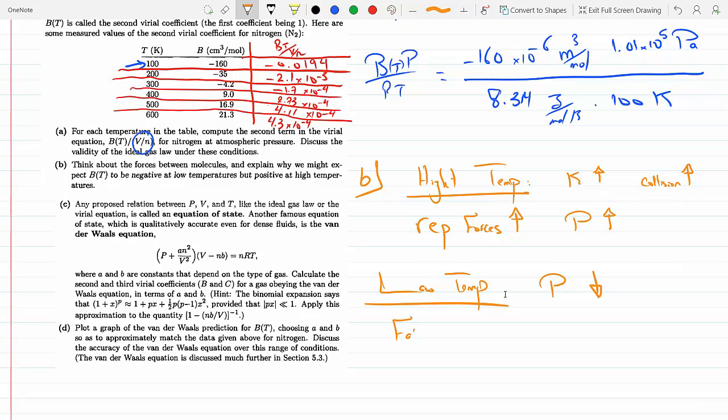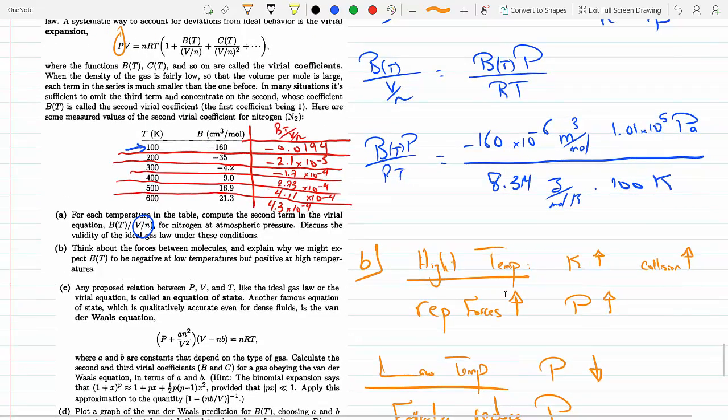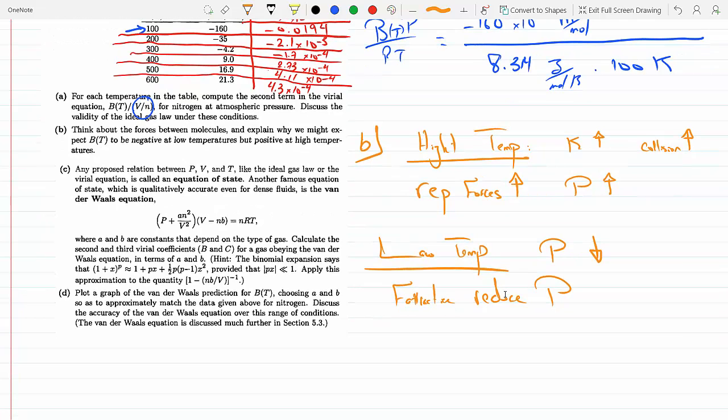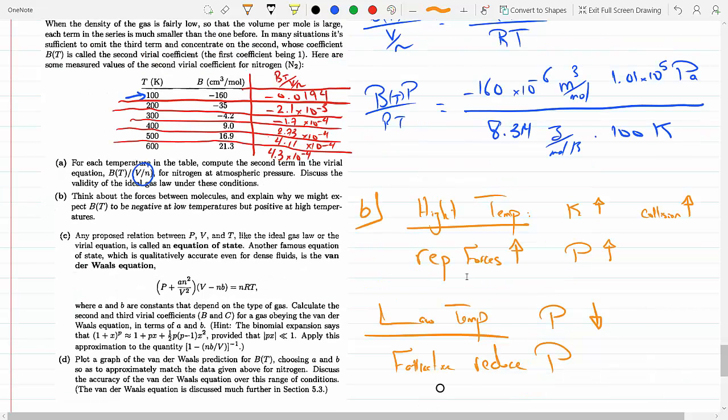So attractive forces reduce P, and as a result we have less pressure. Less pressure means the right hand side we'd have to take out of that one. So if this term is negative, it would make the NRT considerably smaller, which explains the less pressure in the virial, second virial coefficient.